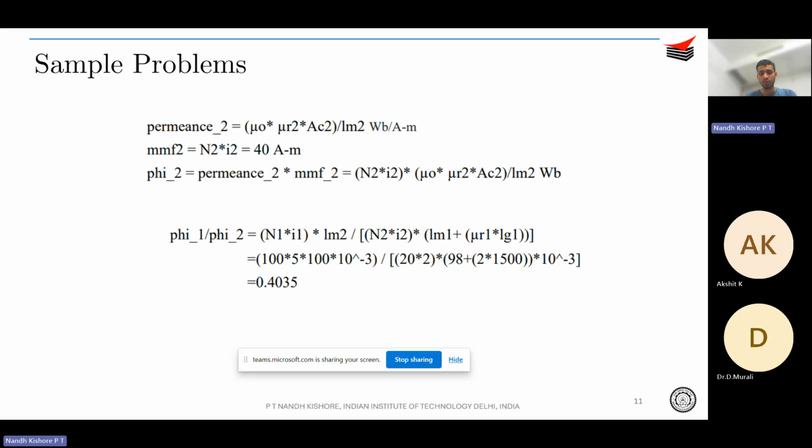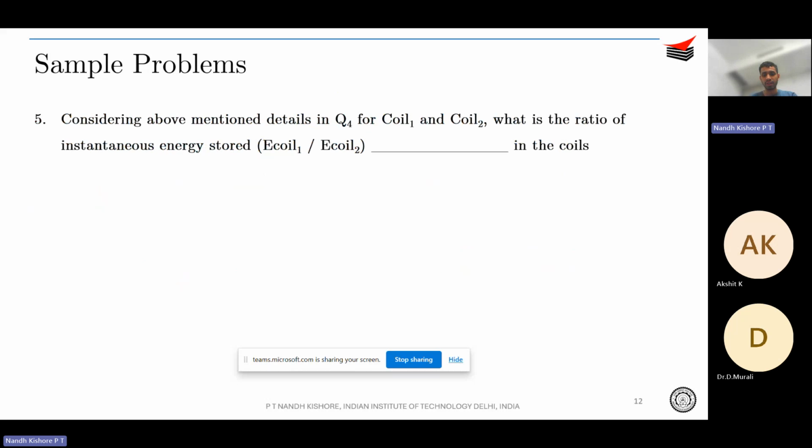So I'll just pause over here. Is there any doubt in this problem? Simply we use the fact that phi is equal to MMF by reluctance. So this is the concept that we apply here. Phi is equal to MMF by reluctance.